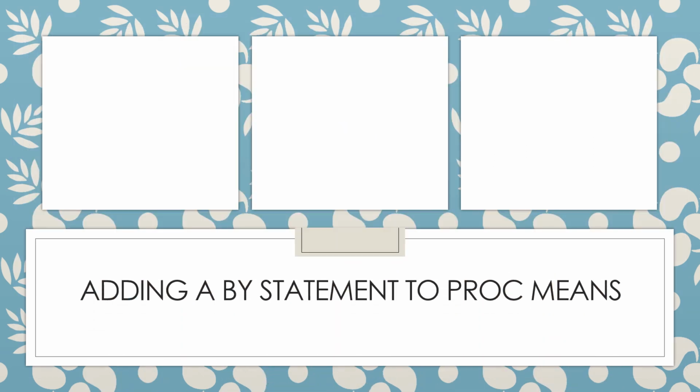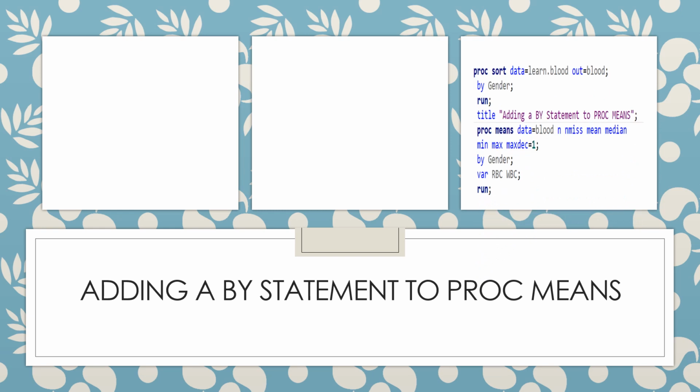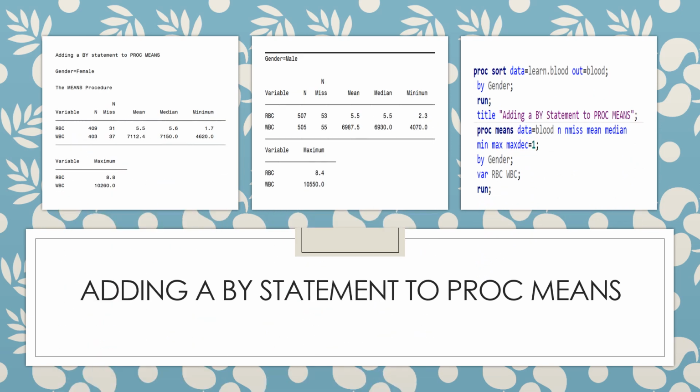Let's see the effect of adding a by statement to PROC MEANS. If we want to see descriptive statistics for each level of another variable, we can include a by statement, listing one or more by variables. Remember that we have to sort our data before, and by the same variable or variables we listed in the by statement. Here we are using gender as the by variable, and we can see that the output is produced as one for female and one for male.